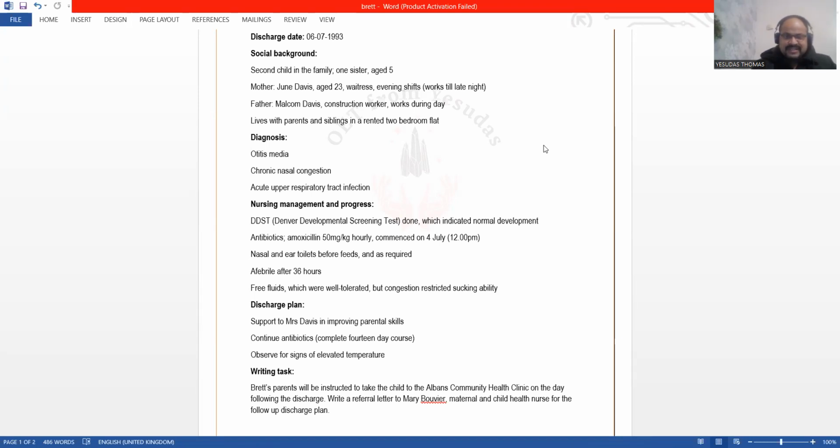Today we are going to discuss the case note of a baby, Brett John Davis. Here we are going to write a letter of referral to Miss Mary Bower, maternal and child health nurse at Albans Community Health Clinic. And this letter is to request her follow-up care for Brett after his discharge back with his family.